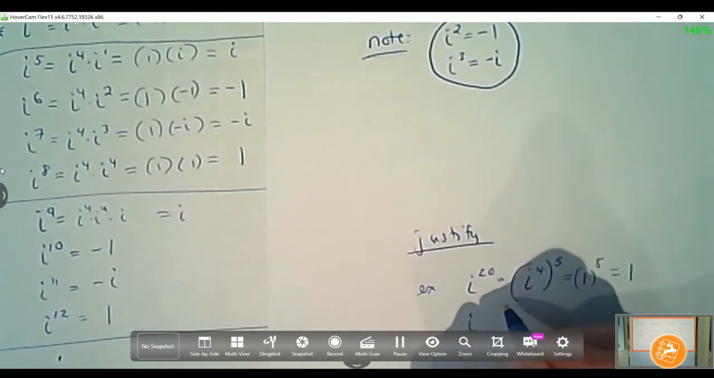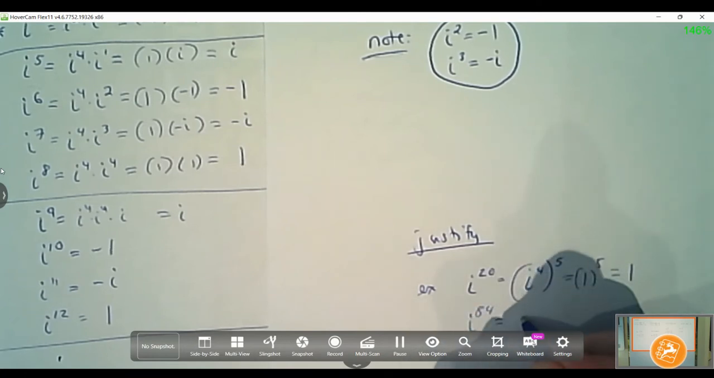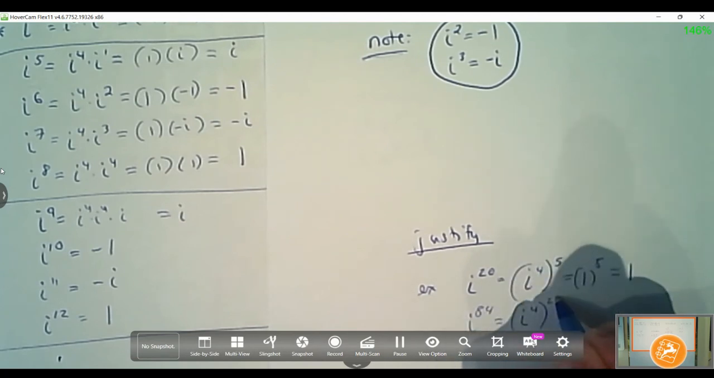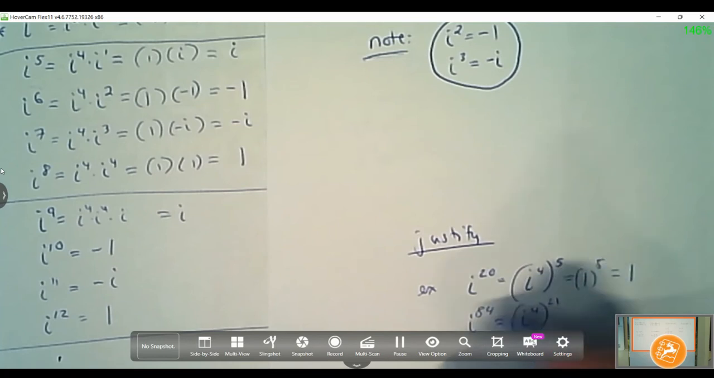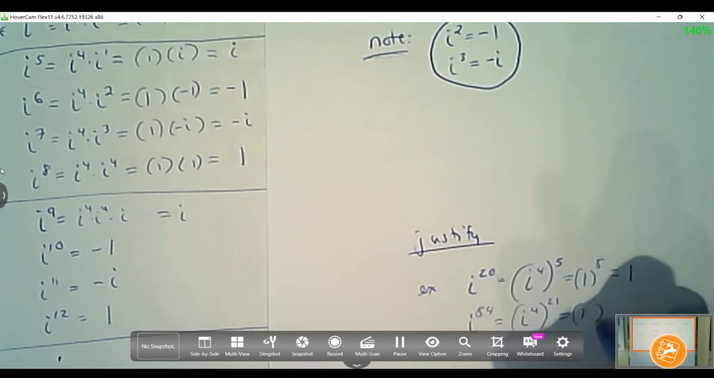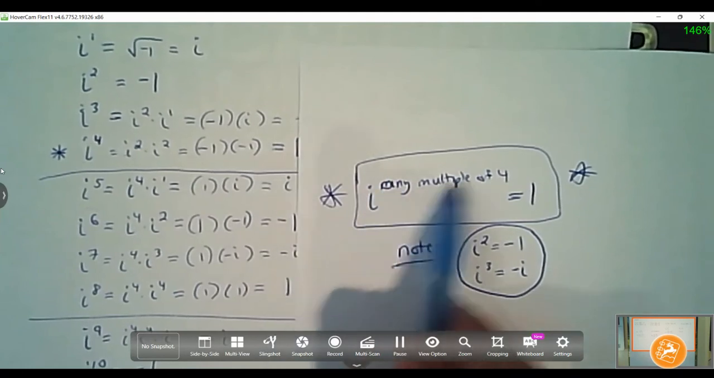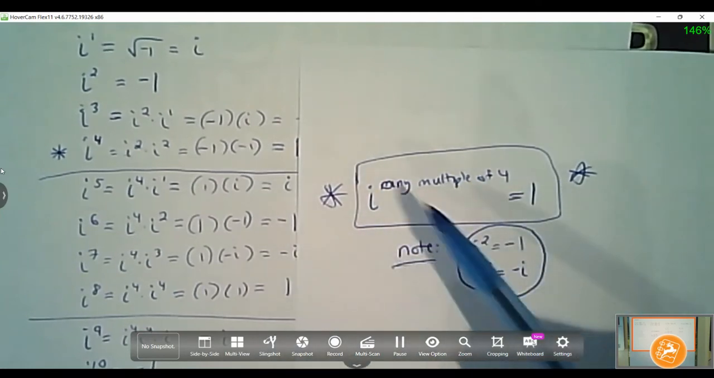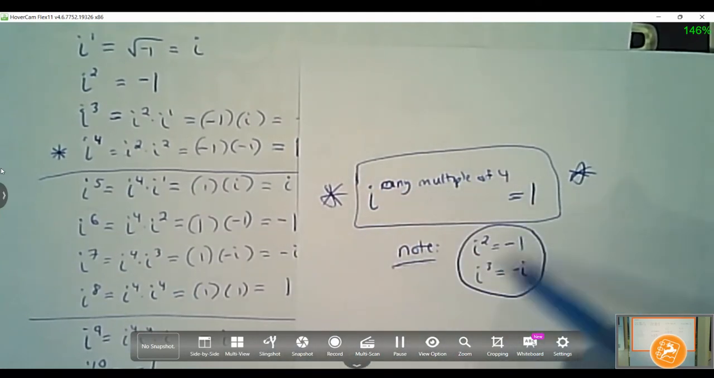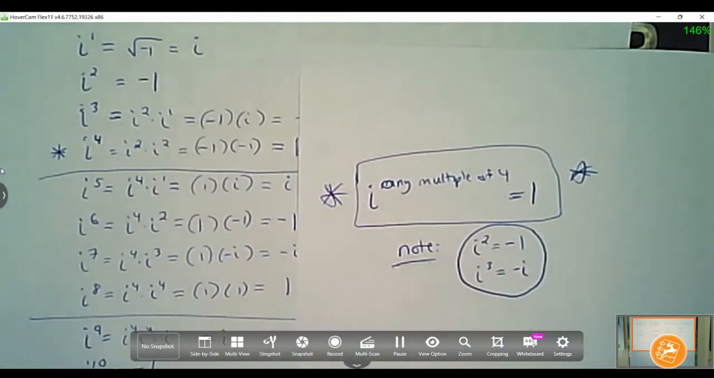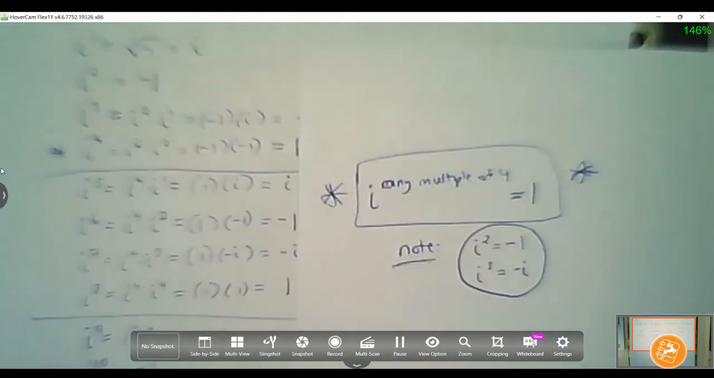So i to any multiple of 4. Let's go big here. Let's go 84. That's a multiple of 4, right? Because I can write that as i to the 4th to another power. So that's i to the 4th to the 21st, because if you have a power to a power, you multiply those powers. So this is 1 to the 21st, which is 1. So with those two examples, it's certainly not a proof, but I think you're probably buying into this. i to any multiple of 4 equals 1. So if you memorize that and the fact that i squared is negative 1 and i cubed is negative i, you'll be able to evaluate any power of i you want.